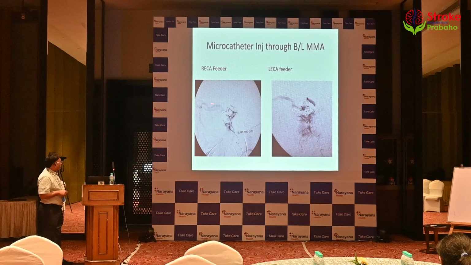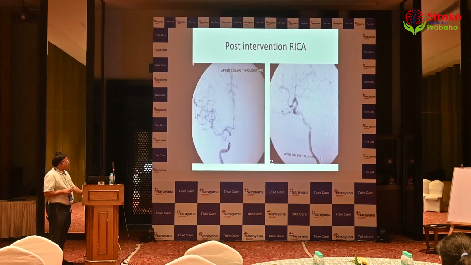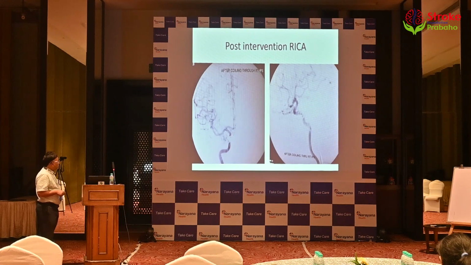So these are the prominent superior and inferior ophthalmic veins. You can see them by the microcatheter injection. By microcatheter injection, you can see the prominent superior ophthalmic vein here. So this is after the coiling. Now we can see the cavernous sinus, no more filling here. This is the coil mass here.